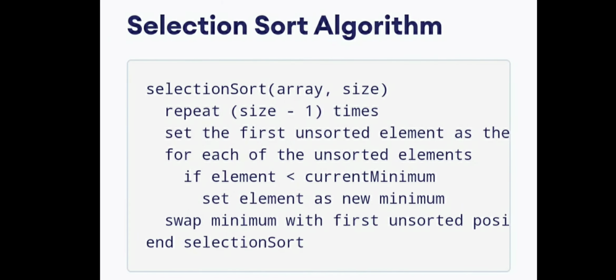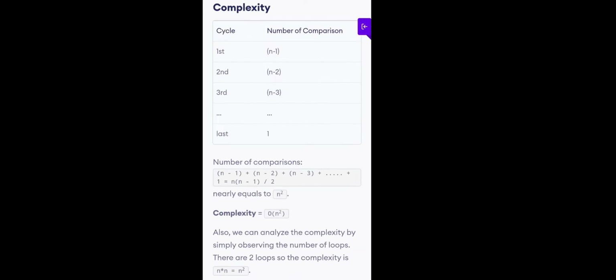See selection sort, this is the algorithm. Selection sort, array comma size, repeat size minus 1 times. Already I told you n minus 1 times. Size means n, it repeats up to n minus 1 times. Select the first unsorted element as the smallest element. For each of the unsorted elements, if the element is less than the current minimum, set the element as the new minimum. Swap the minimum with the first unsorted position. This is the algorithm for selection sort.